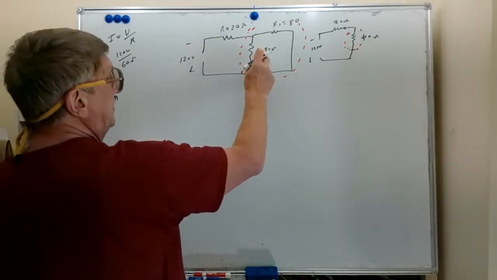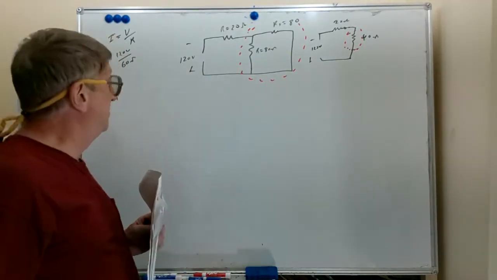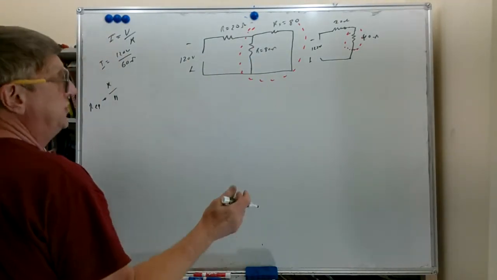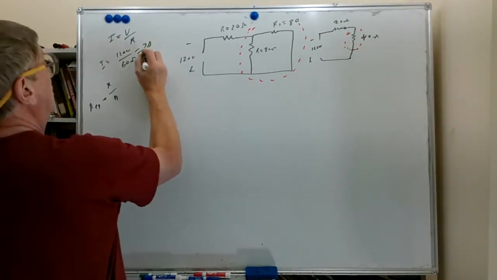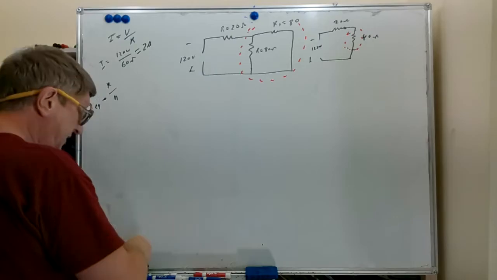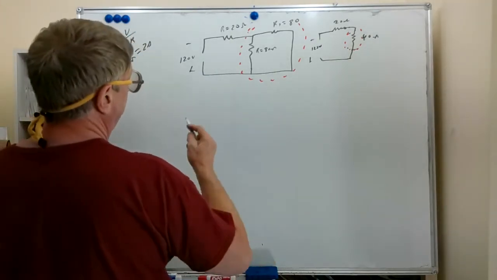When the resistors are equal, 80 and 80, N is the number of branches, the number of resistors in parallel, 2. So 80 divided by 2 is 40. And 120 divided by 60 is 2 amps. So we have 2 amps total flowing from this circuit.